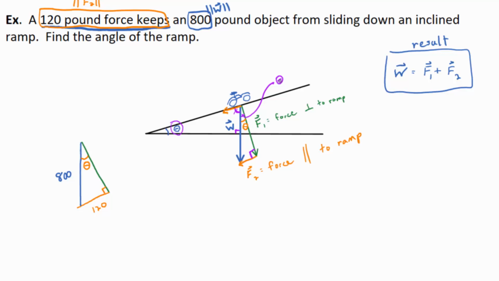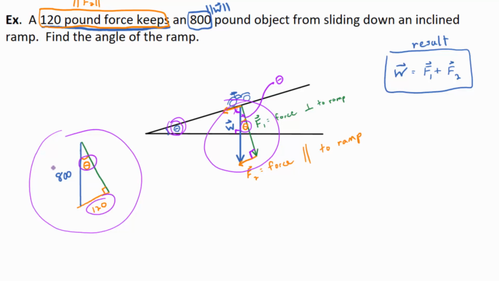Okay? So look at this triangle. That's the same as this triangle. Theta right here is the same as this theta. We've got enough information to find theta, the angle of the ramp. In fact, what trig function in SOHCAHTOA relates theta and the opposite side and the hypotenuse? Okay, so sine of theta equals what? 120 over 800.